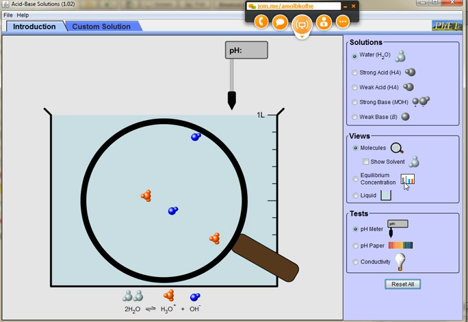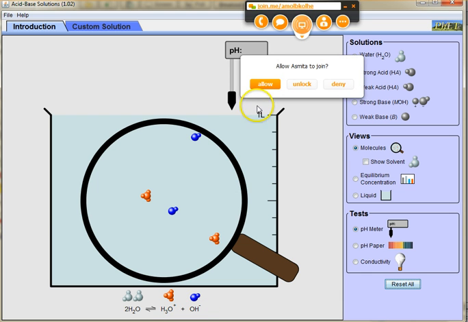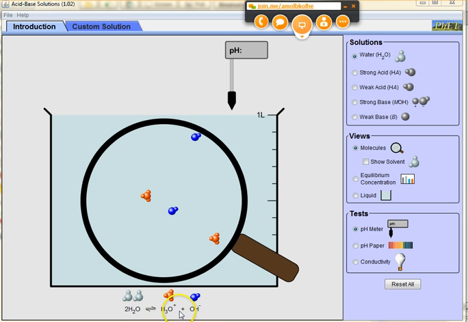Okay, so we have these settings. We've selected molecules. We don't want to worry about equilibrium or anything like that. Now we see that very few molecules of water are dissociated, a very small quantity. We also see that H plus and OH minus ions are in equal quantity, and as a result the solution is neutral.